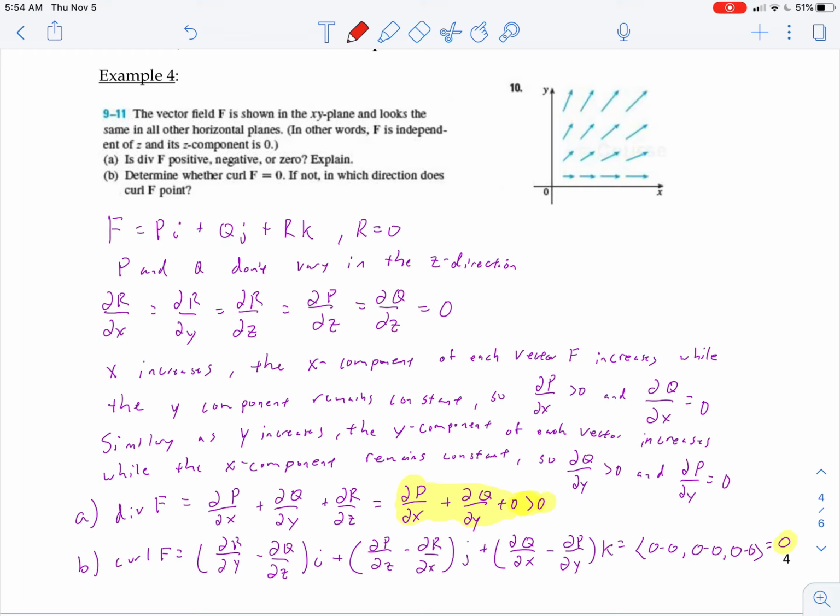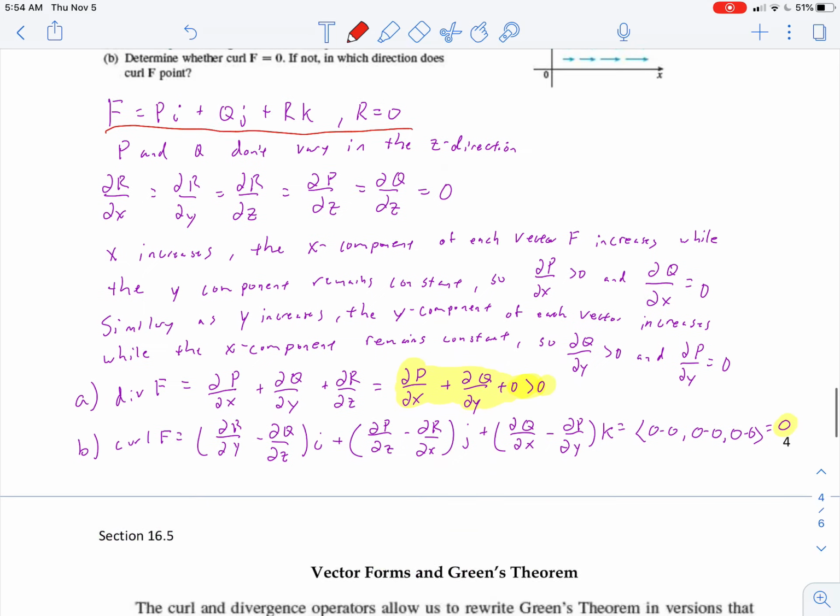Our vector field is given by F, and we have the i, j, and k components. We know that our k component, R, is equal to 0 because its z-component is 0. Then we know that P and Q don't vary in the z direction. So we can say that all of the partial derivatives of R with respect to x, y, and z are 0, because R is equal to 0. And anytime we take the partial of P with respect to z or the partial of Q with respect to z, we also know those are equal to 0.